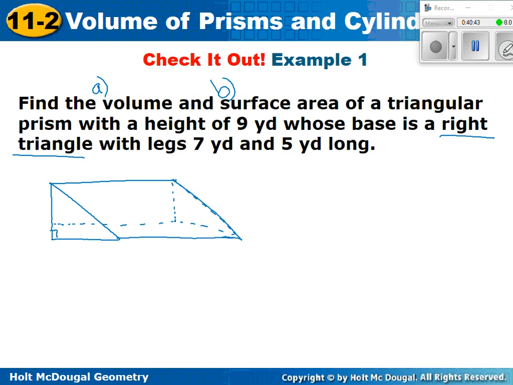Okay, where I usually see students make the biggest mistake is where it says height of 9 yards. What has a height of 9 yards? What in this problem has a height of 9 yards? What shape? The triangular prism. The prism has a height of 9 yards, not the right triangle. Height, by definition, is the distance between your bases. So in my picture, where's that 9 yards going to go? The horizontal distance. This is my height, the distance between the bases. Are you guys with me there?